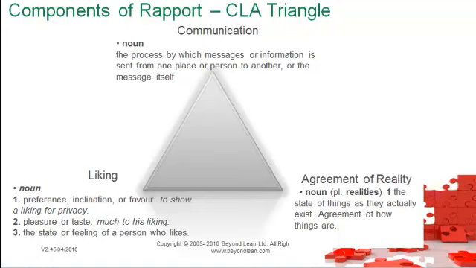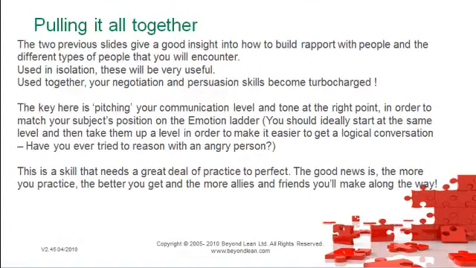I'm not going to dwell too much on this because this is a whole subject on its own. So pulling it all together, the two previous slides give you a good insight into how to build rapport with people and different types of people that you'll encounter. Using these in isolation, they'll be quite useful. Using them together, your negotiation and persuasion skills become turbocharged. The key here is pitching your communication level and tone at the right point in order to match your subject's position on the emotion ladder. So you should ideally start at the same level and then take them up a level in order to make it easier to get a logical conversation.